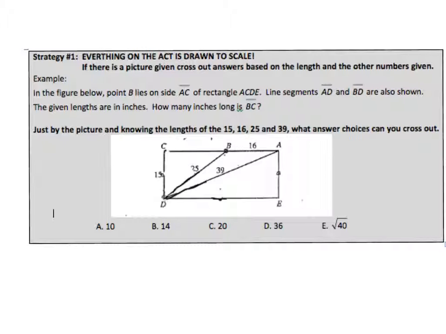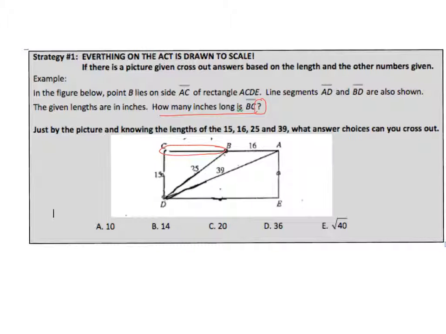So in this first example here, it says in the figure below, point B lies on side AC. Here's the first thing I'm going to teach you about the ACT: you don't need to read the first part of the question. What you need to do is look for the question mark and read the sentence before it. Every single time, the stuff before what they're actually asking for, you don't need to know and you can assume it from the picture. So in this picture it says how many inches long is BC. So we want to know that length there.